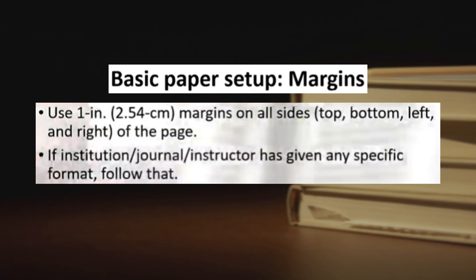For basic paper setup, you can have the margins of 2.54 centimeters or 1 inch on all the sides, meaning top, bottom, left and right. But if the institution, the journal or the instructor has given any specific format, you are advised to follow that. Every paragraph's first line should be indented by 0.5 inch.